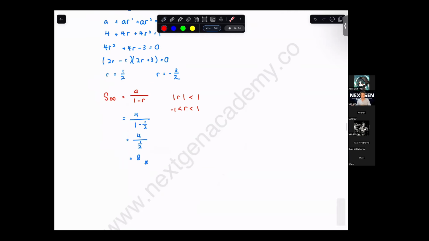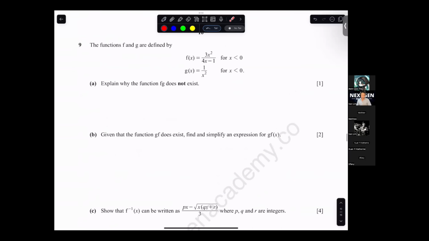Okay, let's move on. Question 9. The functions f and g are defined by these two functions. Explain why function fg does not exist. Do you all know what this condition is? I think all of you left it blank, right? Let me explain. For this one you all need to understand how the graph looks like first, and then we need to understand how to explain it, even though it's 1 mark only. I think most students will leave it blank.